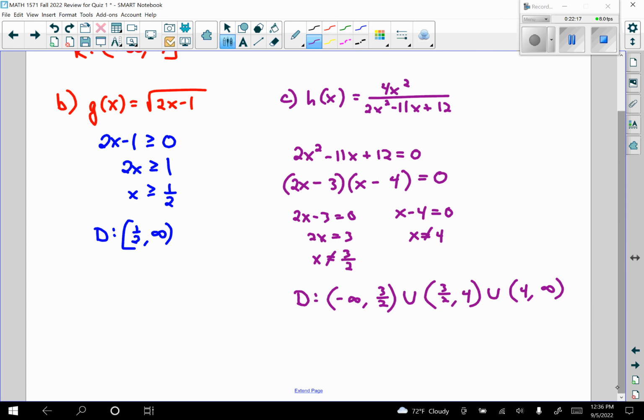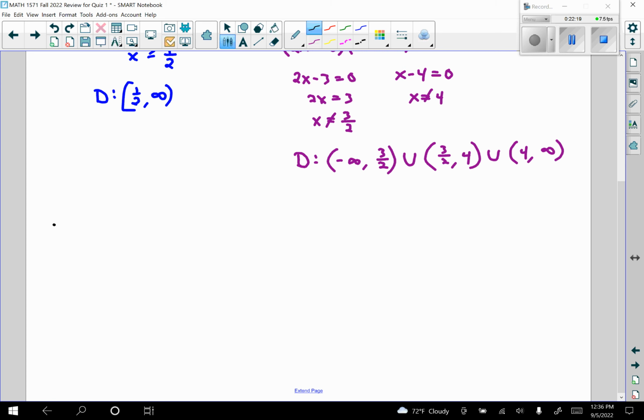And then finally, we have part D. So here, I'm giving you k of x is equal to 6 over the square root of 3x minus 5. So now we have a radical in the denominator, which usually under the radical we're good with 0 or positives, but because that radical's in the denominator, we can't allow 3x minus 5 to equal 0. So in this case, 3x minus 5 must strictly be greater than 0.